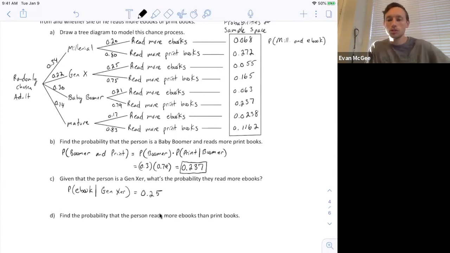Find the probability that a person reads more ebooks than print books. This one is a little more complex because there are lots of options that satisfy this event. We're just looking to see if they read more ebooks. So they could be a millennial and read more ebooks, or they could be a Gen X and read more ebooks, or baby boomer, more ebooks, or mature and more ebooks. If you haven't realized, "and" statements are multiplication, "or" statements are addition. So we have to add up the probability of all of these different events to get the probability that we randomly select somebody who reads more ebooks.